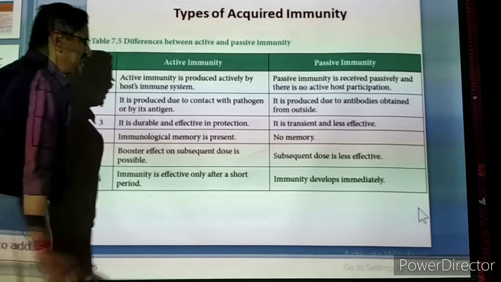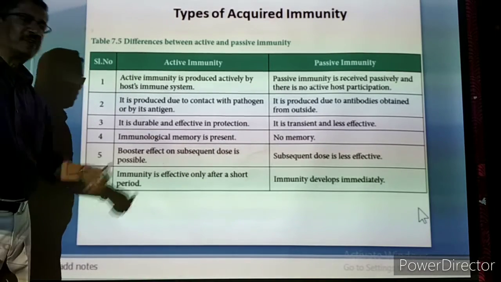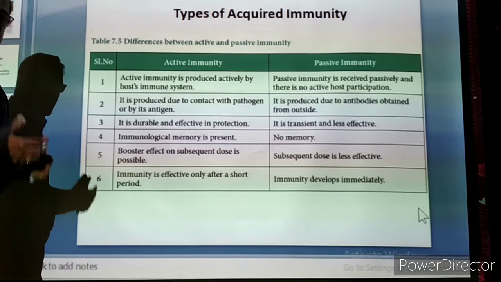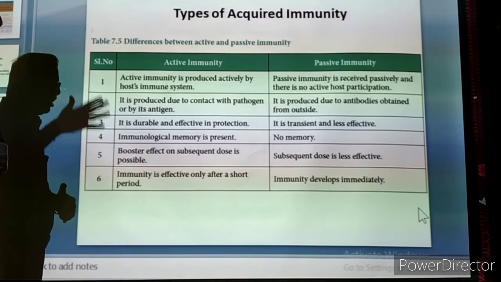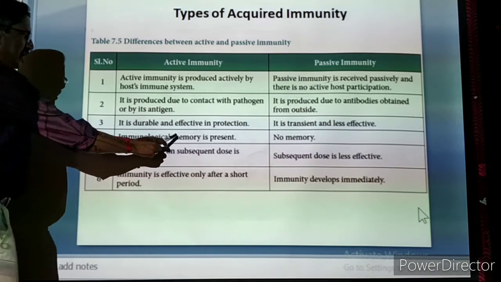Now it is acting very strongly on the microorganism. Immunological memory is present. I already told you the memory of our immunity is developed at the age of 4 or 5, but it stays throughout our life. That is called a memory.